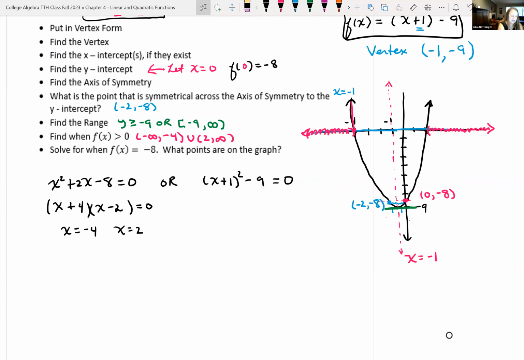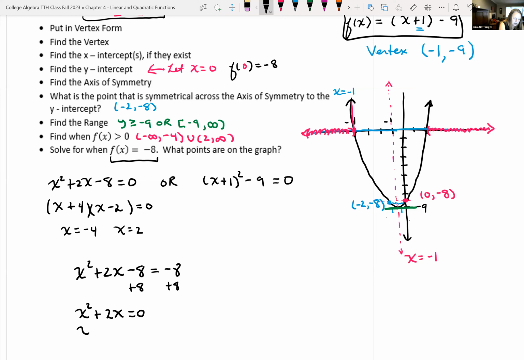This last piece says to solve for f of x equal to -8. We would just take our equation x squared plus 2x minus 8 equals -8 if we needed to show it algebraically. This is quadratic. We solve quadratics by sometimes setting it equal to 0. So let's add 8 to both sides to set it equal to 0. So we get x squared plus 2x is equal to 0.